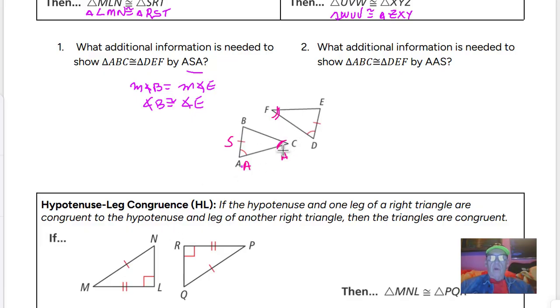Two corresponding marks here. So if C was congruent to F, if angle C was congruent to angle F, then we would have angle side, and the two triangles would be congruent.